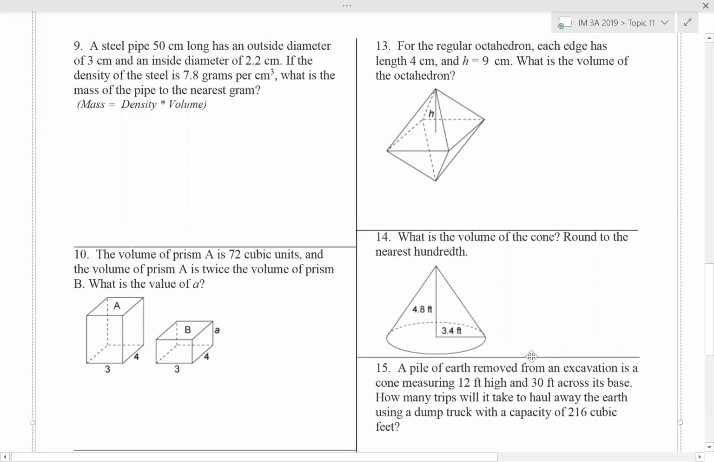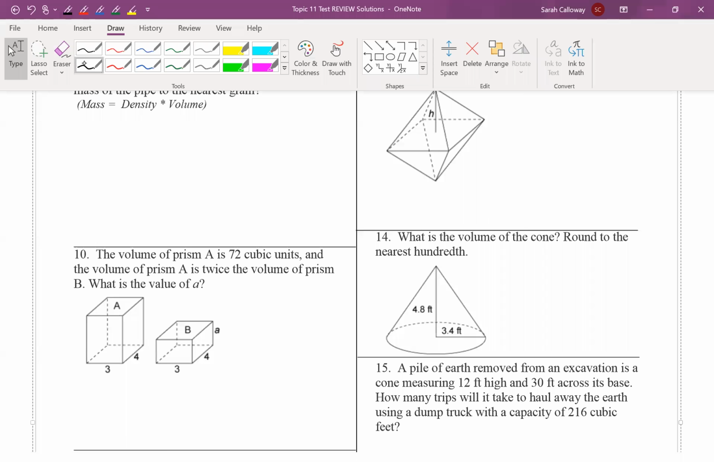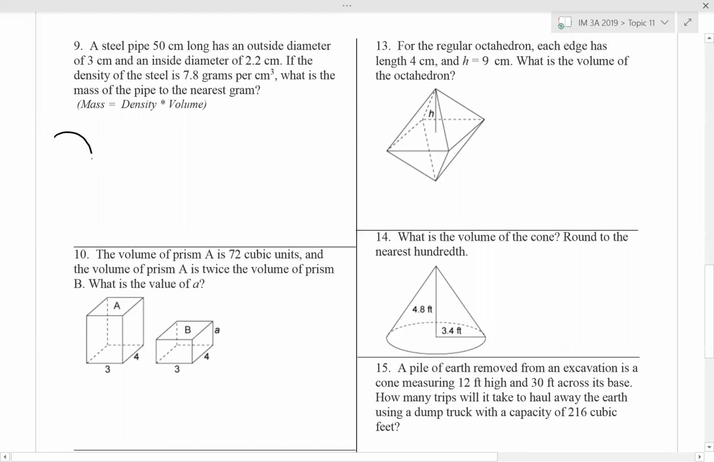All right, this video is going to go through numbers 9 through 16 in the topic 11 test review. So starting with number 9, we have a steel pipe that's 50 centimeters long that has an outside diameter of 3 centimeters and an inside diameter of 2.2 centimeters. So let's figure out what that drawing really means.